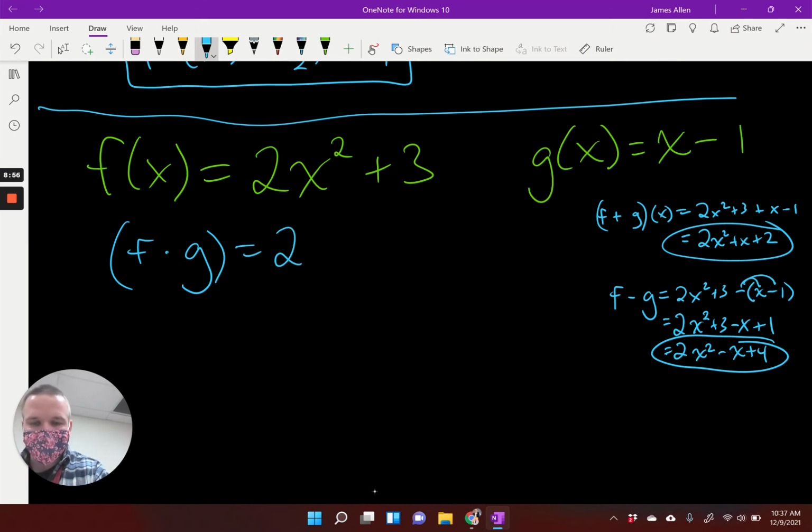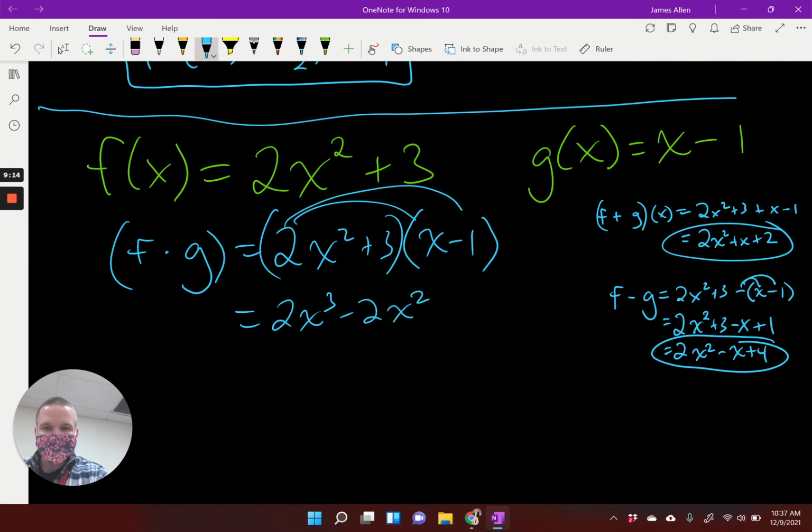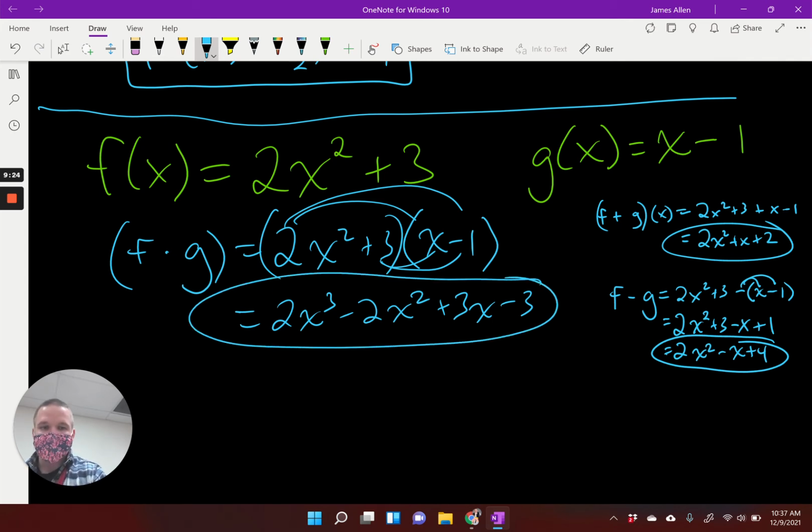So I've got 2x squared plus 3, and then I have x minus 1. Multiplication, so I got to FOIL these together. 2x squared times x is going to be 2x cubed. 2x squared times -1 is negative 2x squared. And then I've got 3 times x is 3x, and then 3 times -1 is -3. There's nothing to combine here. I'm done.